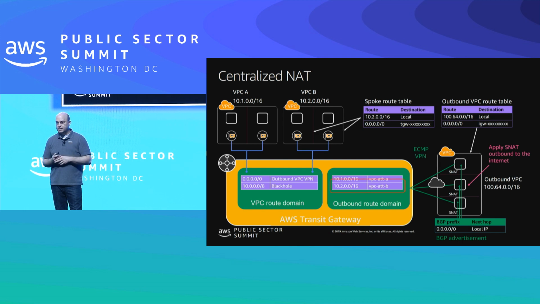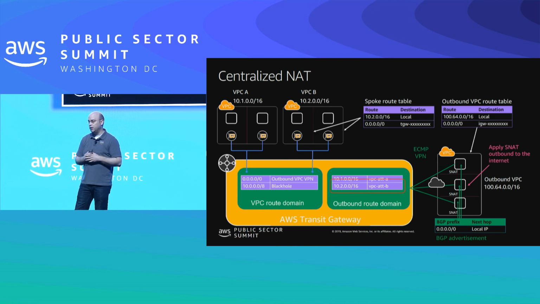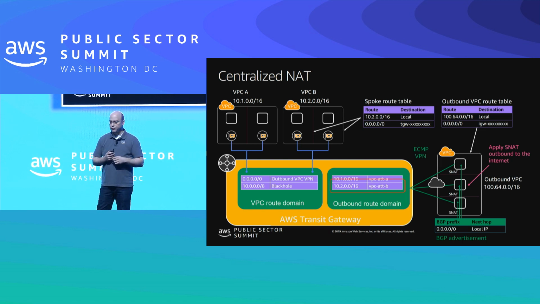Return traffic, same as before, is received by the NAT, which is done as source NAT, so it's going back to the same one. The 10.2.0.20 address is reset as the destination. Packets are received by Transit Gateway. The associated route table is consulted, and the packet is forwarded to the attachment for VPC-B.